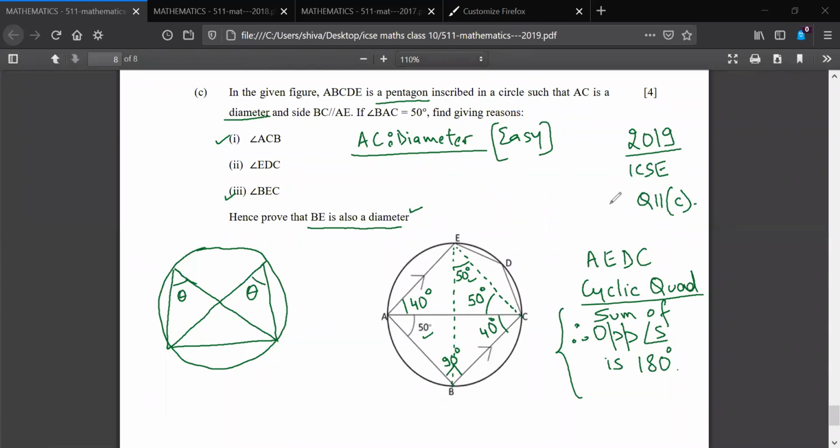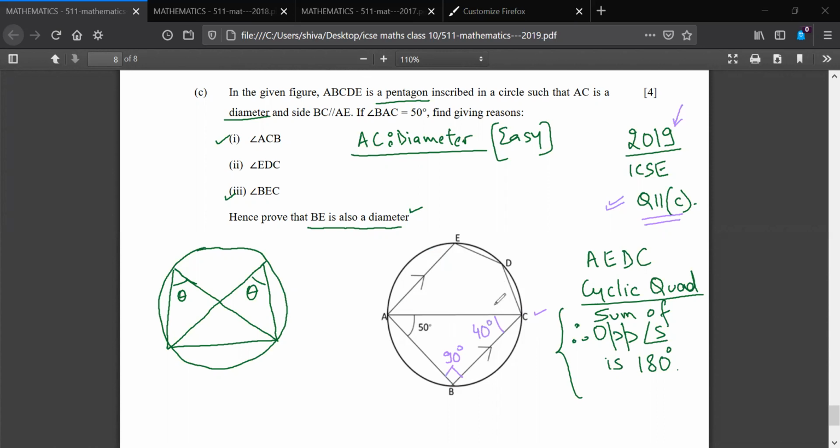Okay. Mr. Rudra, this is question 11C of the same year, 2019. We are doing circles questions in this video. So ABCDE is a pentagon inscribed in a circle. AC is a diameter. Let me erase this so that you can understand how this question was initially. So AC is the diameter. Now, if AC is the diameter, this would be 90 degrees. Any doubt? No, sir. If this is 90 degrees, this is 50 degrees, therefore this is 40 degrees.